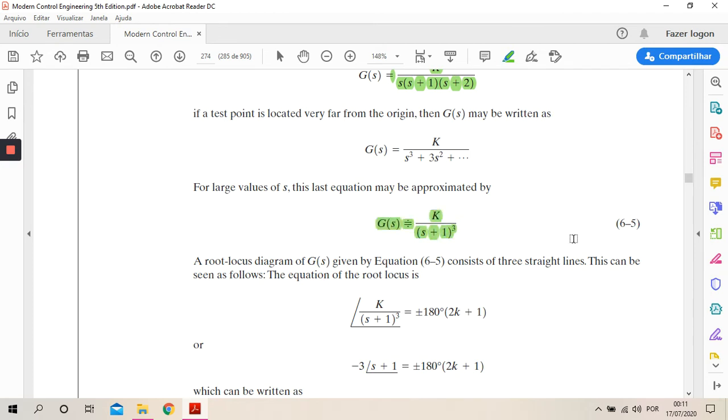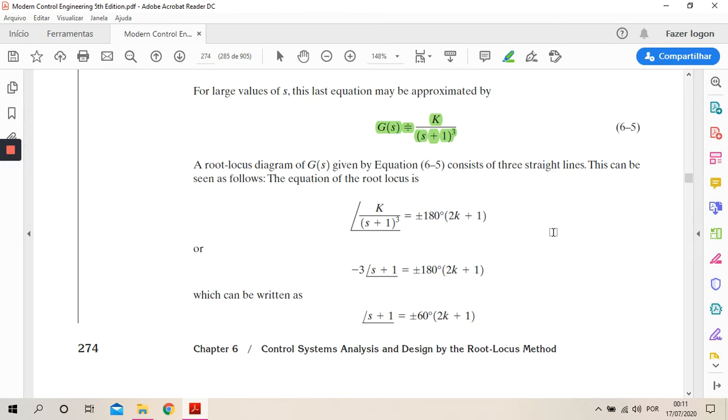The book says that for very large values of s, when s approaches infinity, it is the same as s plus 1 cubed. Okay, k divided by s plus 1 cubed. This is what the book is advising us to do.